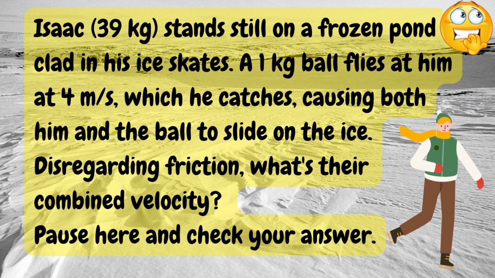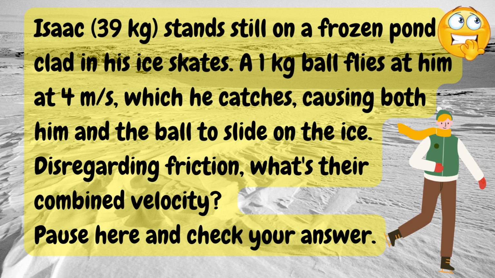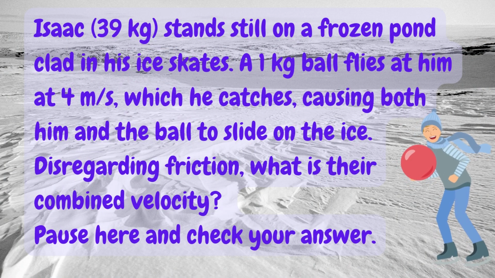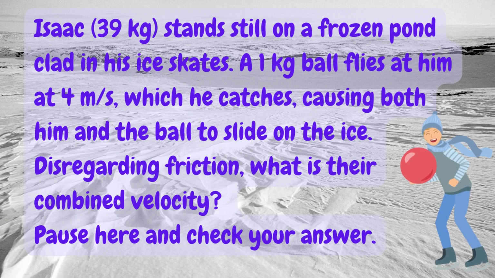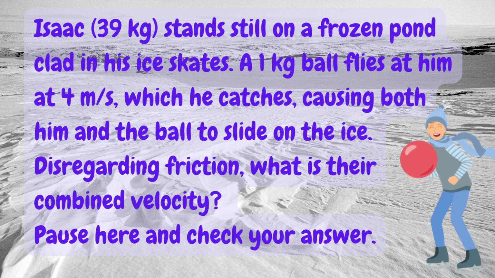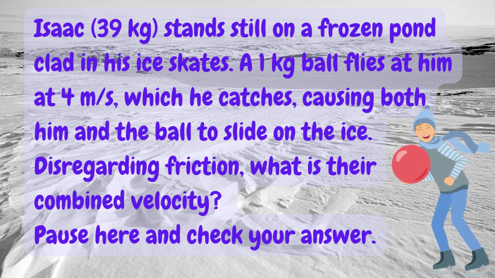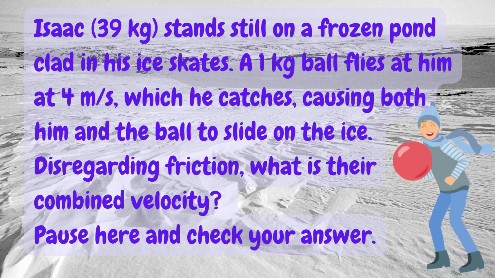Isaac, of mass 39 kilograms, stands still on a frozen pond, clad in his ice skates. A 1 kilogram ball flies at him at 4 meters per second, which he catches, causing both him and the ball to slide on the ice. Disregarding friction, what is their combined velocity? Pause here and check your answer.